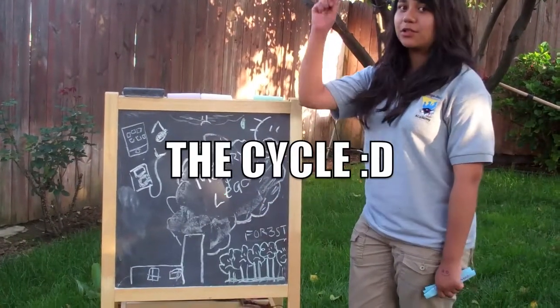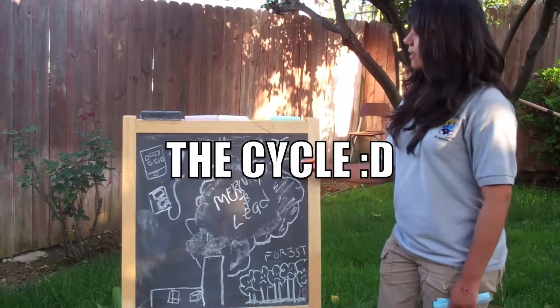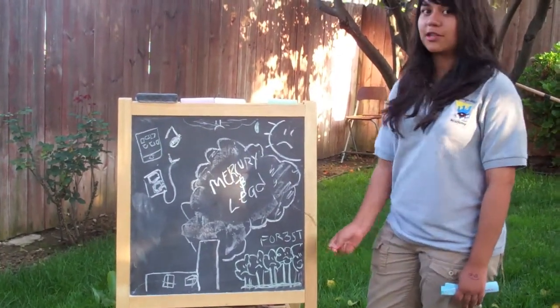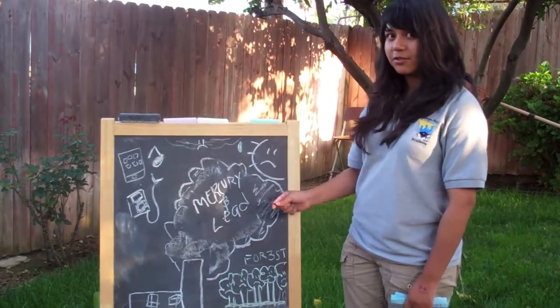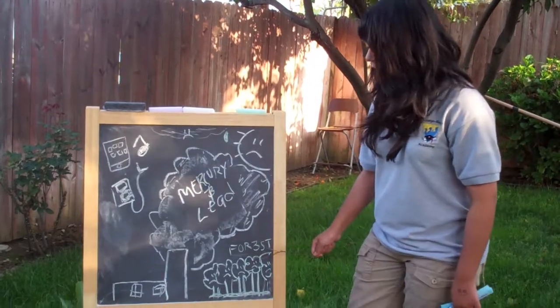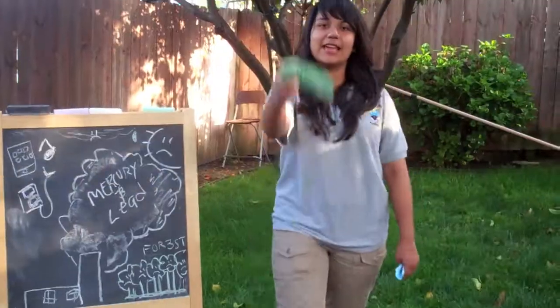Factories that produce our iPods, cell phones, electronic devices, right? They produce this, mercury and lead, which goes up to our atmosphere, into the clouds, which is absorbed, then comes down as acid rain, into the forest, and look, they're all sad. You know why? Because of this.